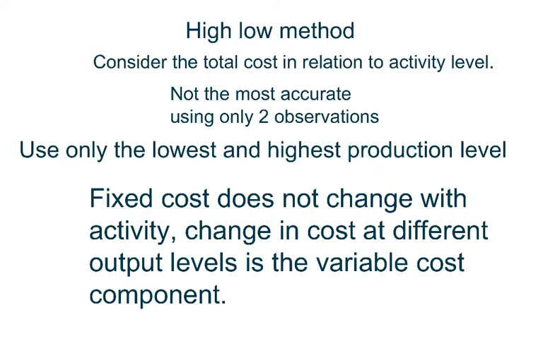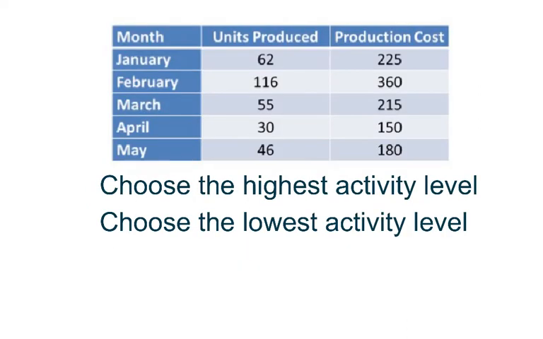Now remember, fixed cost does not change with activity. You will remember this from previous lessons. So the change in cost at different output levels will then be the variable cost. Now this is our first example on how to use the high-low method.